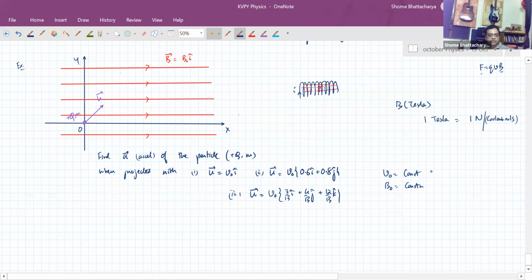So let's say this is given to me as maybe 50 Teslas. The velocity is, let's say, 200 meters per second. Charge is 20 microcoulombs and mass is 1 milligram. Then we can find out the acceleration as a quantity in meters per second square.